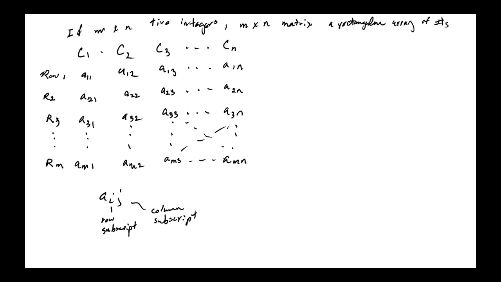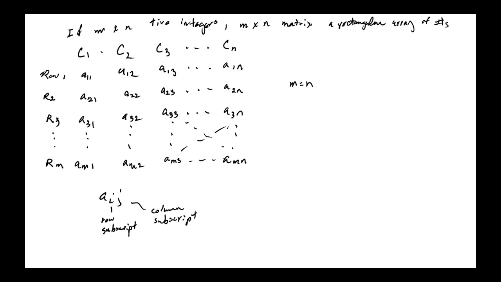Now, when you're talking about an M by N matrix, they call that the size of the matrix. A 2 by 3, a 3 by 2, 7 by 12, that's the size of the matrix: M rows, N columns. Now, when M is equal to N, that makes it a square matrix, because you have M rows and N columns, but they're the same. A 4 by 4, a 3 by 3, whatever.